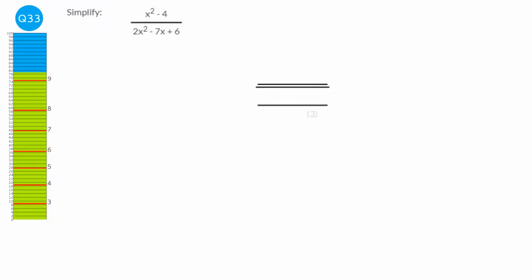When asked to simplify an algebraic fraction, you will almost always need to factorise either the numerator, the denominator, or both. On this question, we need to factorise both. So I'm going to start off by factorising the top. Now you'll notice that this is a difference of two squares, so this is nice and easy to factorise because it will be x plus 2 and x minus 2.